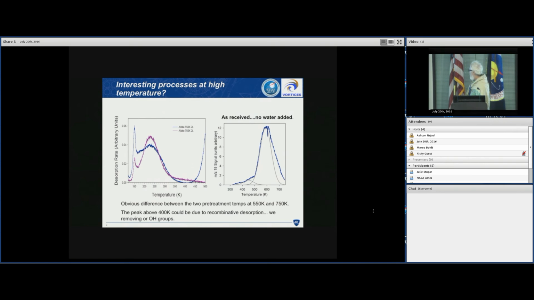If I take another sample, which I only heat to 500, and do the same measurement, I get this blue here. There's multi-layer water, the chemisorbed water, and then I get the recombinant desorption. Okay? Three types of water: physisorbed ice, multi-layers, chemisorbed water, and recombinant desorption. These are OH groups.